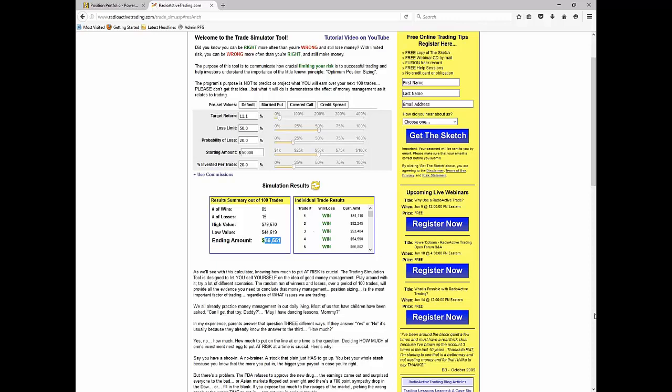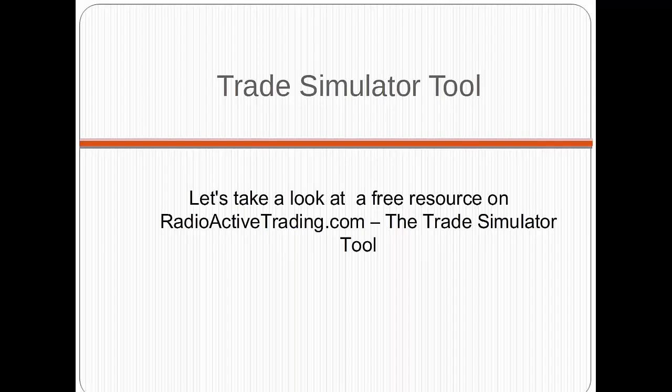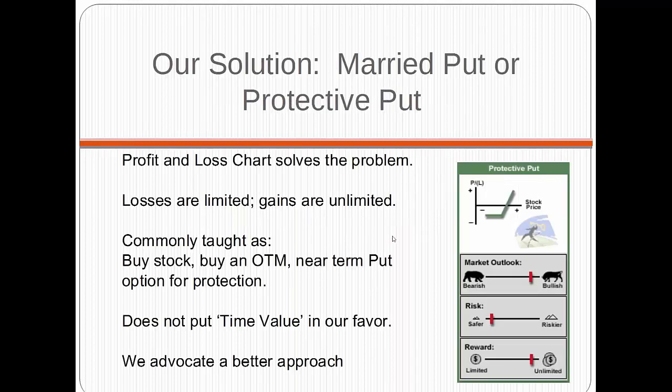Well, let's talk about what we do here at RadioActive Trading first, and then go on from there. Our solution, the initial setup of the RadioActive Trade, is we're going to buy shares of stock. It is capital intensive, but we're going to buy shares of stock, and at the same time, we're going to buy a put option that keeps our risk within single-digit percents. The losses are limited, the gains are unlimited. It's commonly taught as buy stock, buy an out-of-the-money near-term put.